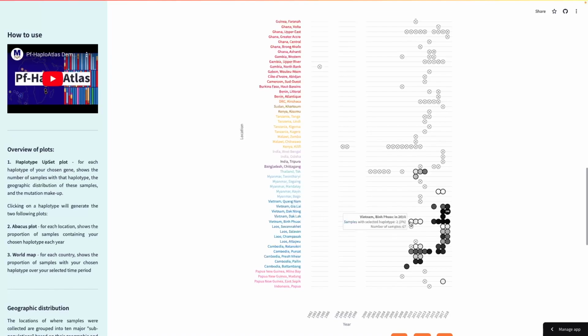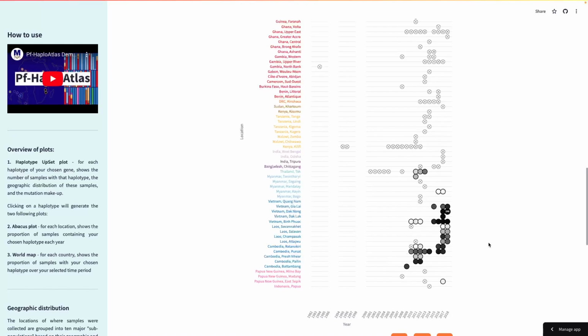C580Y was found at very low frequencies before shooting up to around 80 or 90%. Finally, in Cambodia, we see a gradual increasing gradient of colour from around 50% in 2010 to 80 or 90% in 2017.